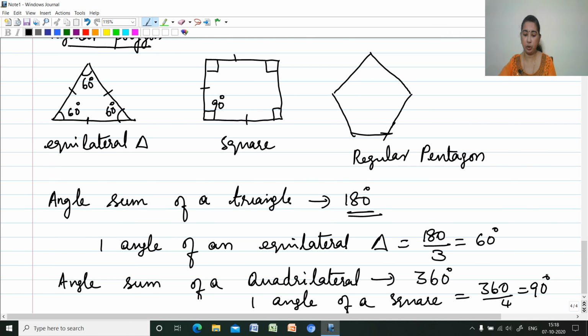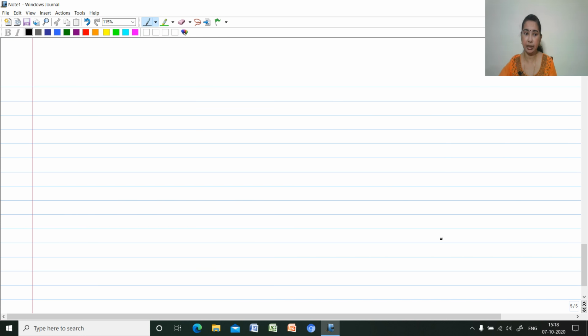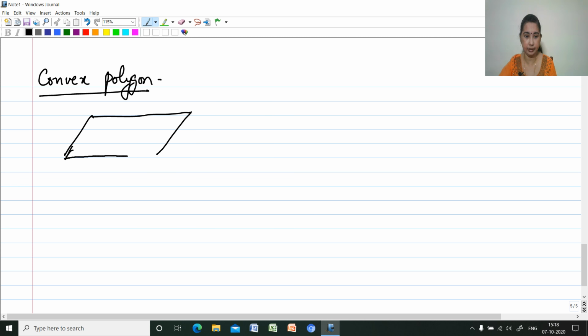So now we'll move on to convex and concave polygons. What do you mean by a convex polygon? A convex polygon: if every diagonal of the figure passes through the interior of the polygon. I'm drawing one parallelogram here, one quadrilateral here, and here you can see that if I draw the diagonals, they will pass through the interior of the polygon itself. Whereas for some other figure, if I draw it like this way, some other figure.